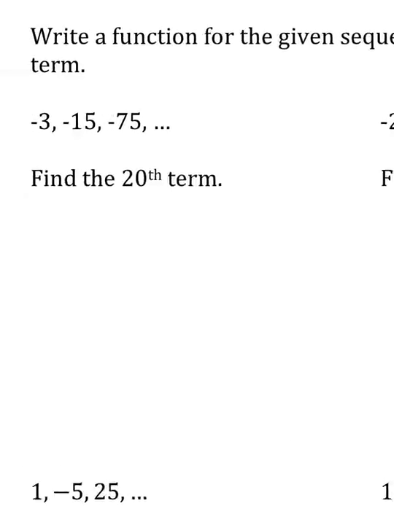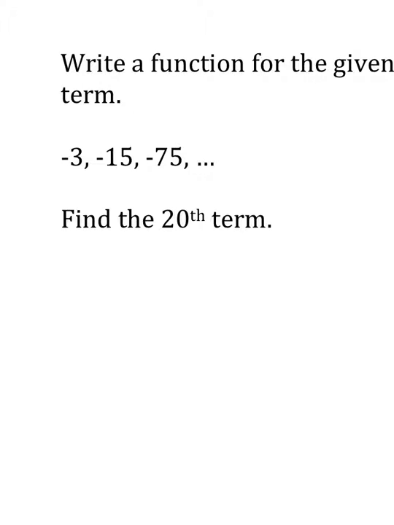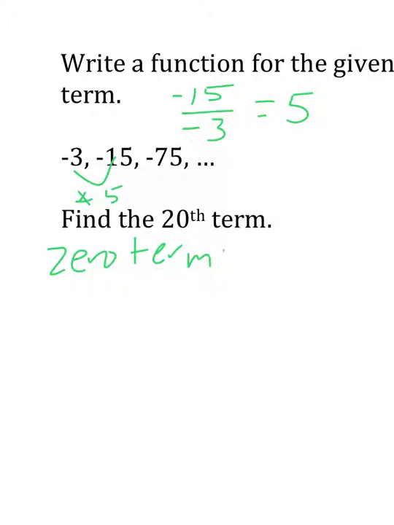All right, now let's look at a few more examples. If we're going from -3 to -15, that's multiplying by 5. I can just see that, but if you can't, you can always do -15 divided by -3, and that is equal to +5. To find our zero term, we go backwards. If we're multiplying by 5 each time, we take our -3 divided by 5. So it looks like our zero term is -3/5.